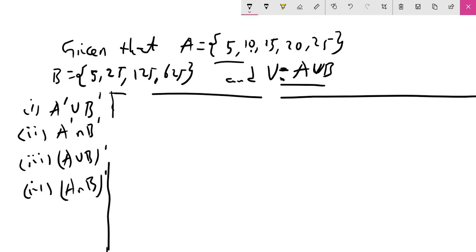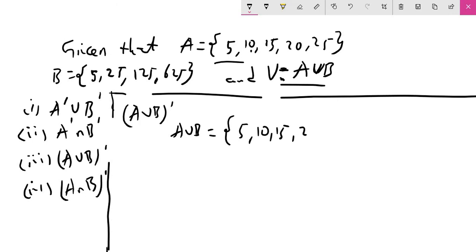Now, okay, so now we need A union B complement. I cleared the universal set again, but what the heck. Alright, A union B complement. So first we find A union B, which is actually the universal set. So A union B is given by 5, 10, 15, 20, 25, 125, and 625. And the complement of that, watch closely.